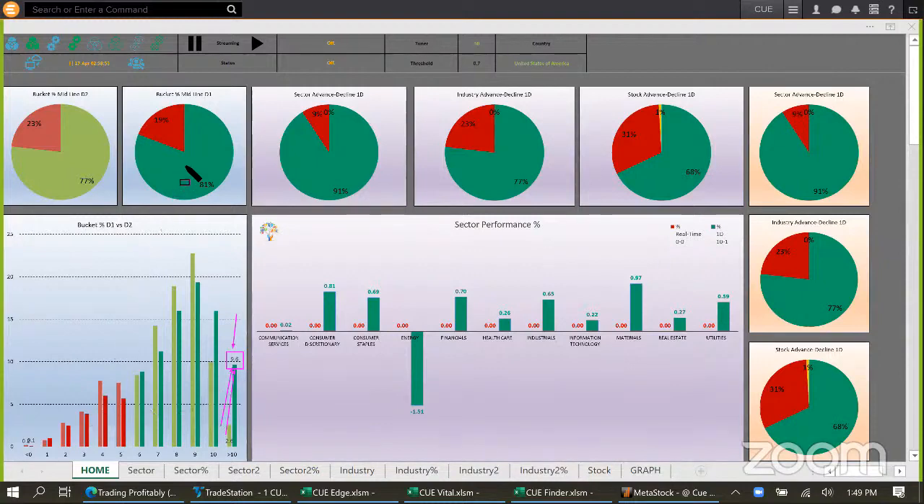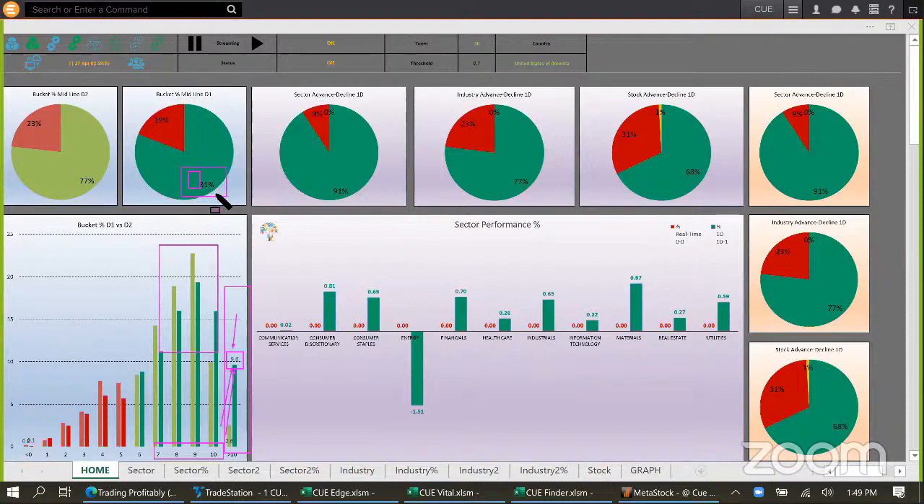Now, if we look at the percentage of stocks above the midpoint of the bucket, that is 81%. That is a bullish market. It is getting overbought. But the overbought condition is not in the most extreme bucket. It is in the immediate following buckets, 7, 8, 9, and 10.